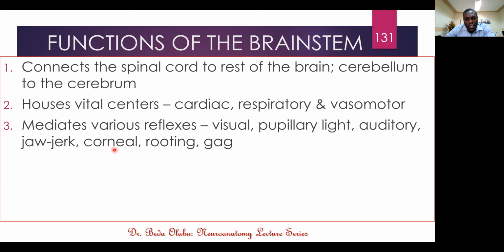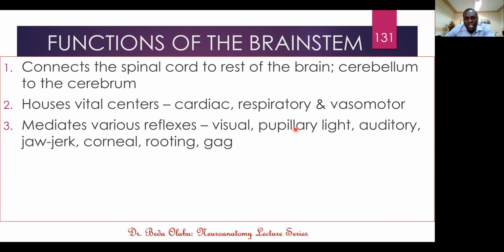Corneal reflex is where you blink when something touches your eye. When something touches your cornea, you close your eyes, you blink. That's corneal reflex. Among the important reflexes that we use when we want to determine whether someone is alive are basically the pupillary light reflex and the corneal reflex. Those are the ones that we commonly use to determine whether someone is still alive or dead.